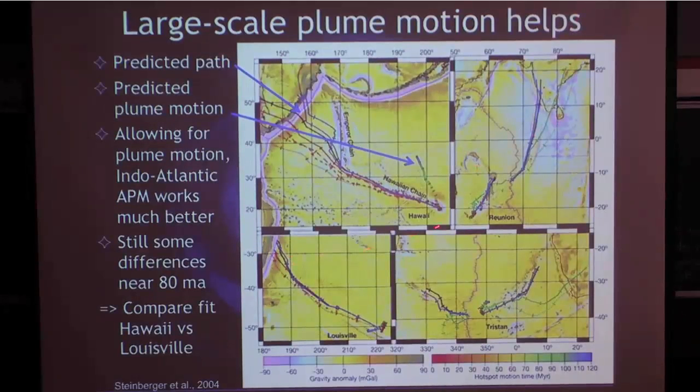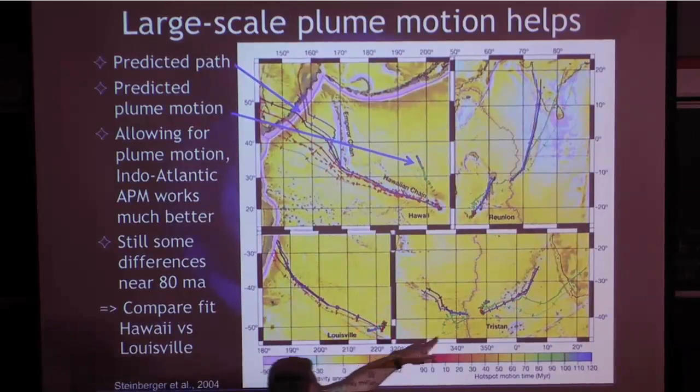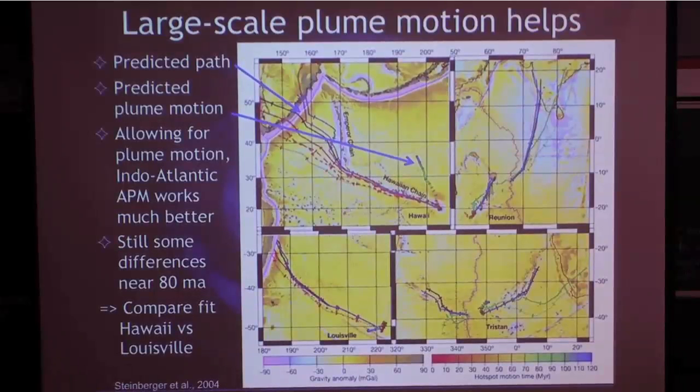And so what this does is it shows you predictions, trying to have a reference frame with moving plumes and how well you can fit the hotspots in all the different ocean basins at the same time. So you have predicted paths based on different models. And then these colorful little worms with little dashes on there are, actually where does it go here? It's this little thing here. They basically show you how the plume is moving over time in this model.